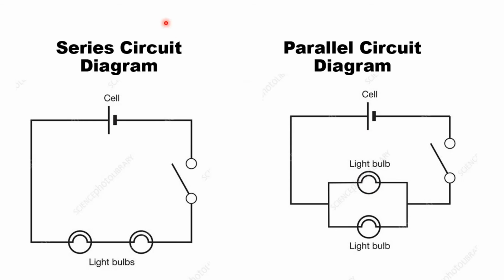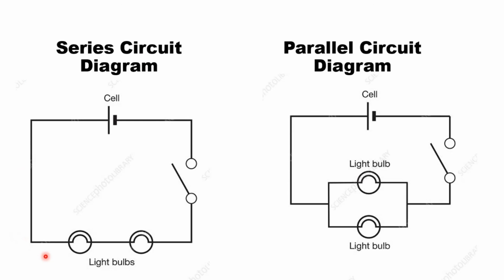So with the help of symbols we can construct a very neat and clean diagram. If we use real pictures of batteries, a picture of a switch and a picture of a bulb instead of these symbols, the diagram may look messy. So if we use the symbols, it will be very easy for us to read the diagram, and it will look very neat and clean.